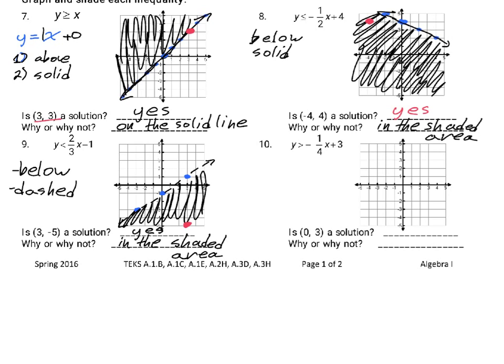Number 10, greater than sign right there. That tells us it is going to be above and dashed. So start off graphing like we would a normal line. Start at positive 3, negative 1/4, up 1, to the left 4. Okay, but this time it is dashed and above. Now to check that point out, (0, 3).